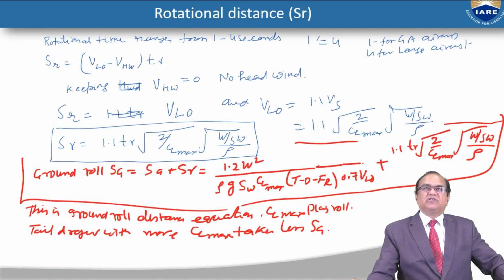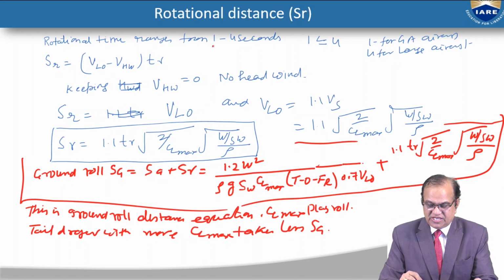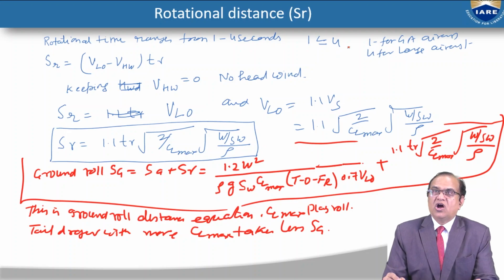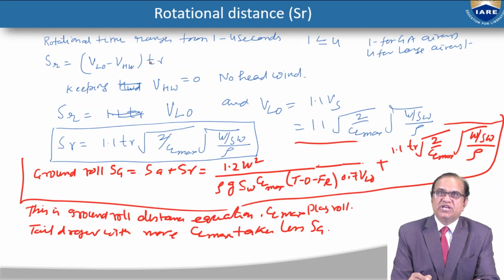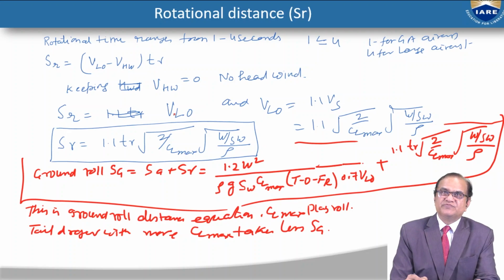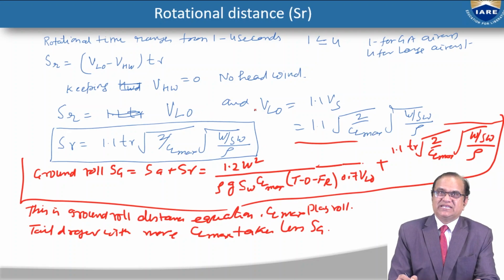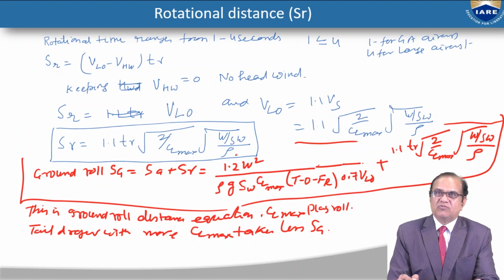Now we have to find the rotational distance SR. Rotational time ranges from 1 to 4 seconds. 1 is for the general aviation aircraft and 4 for the large aircraft. So SR is equal to VLO minus VHW into TR, where TR is the time. Keeping VHW equal to 0 at the no wind condition, SR is equal to VLO into TR. So SR is equal to 1.1 into TR under root 2 by CL maximum under root W by SW by rho.